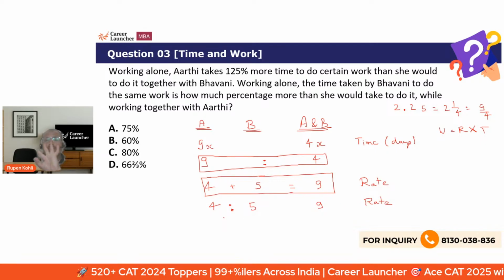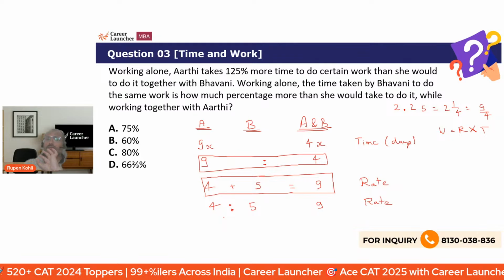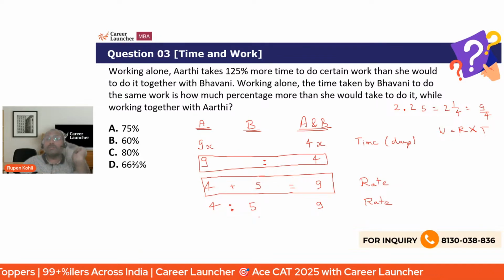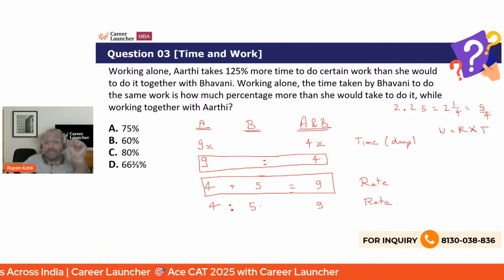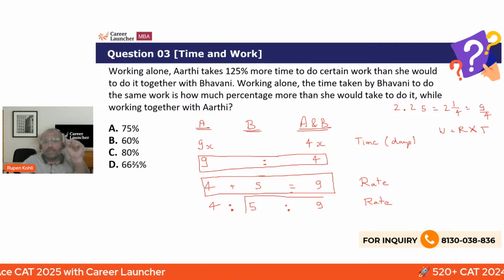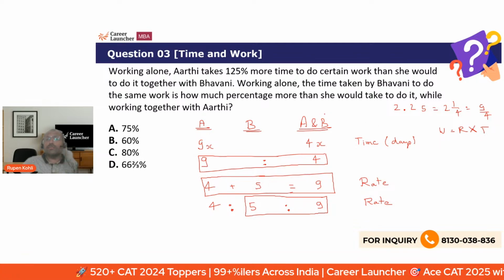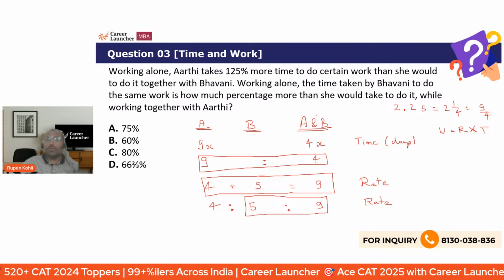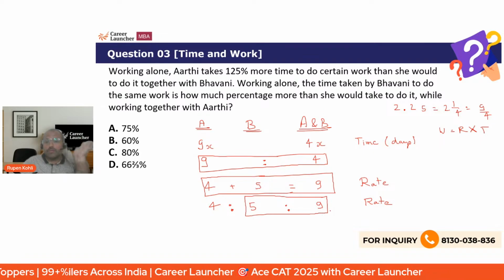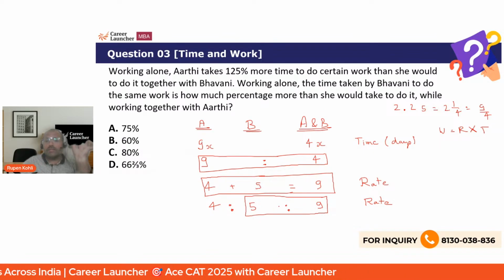Now we need to basically answer the question in the reverse manner. What if Bhavani works alone? So now we can see that the ratio is 5 is to 9 between Bhavani working alone and Aarti and Bhavani working together. So this will give us the required percentage, because we need the percentage of time which Bhavani takes more to do the work on her own. So the rate is in the ratio 5 is to 9 in the two cases.